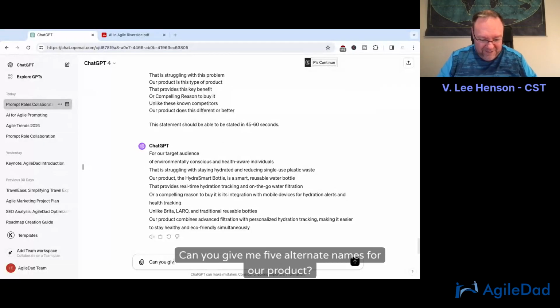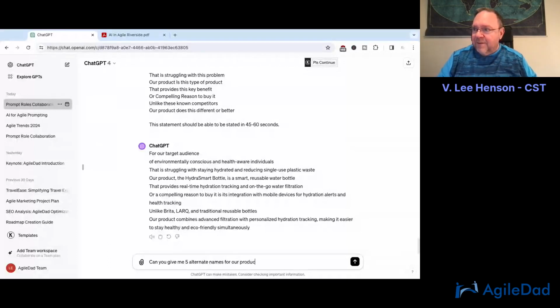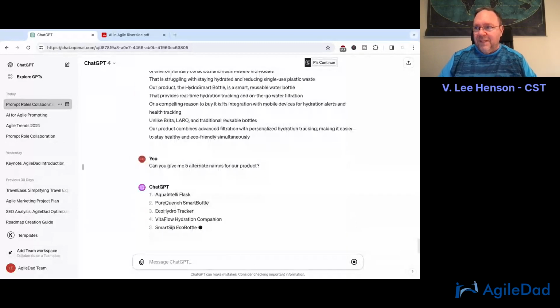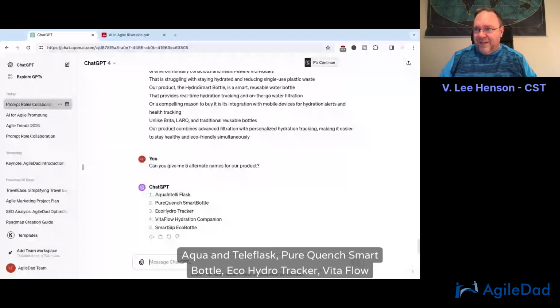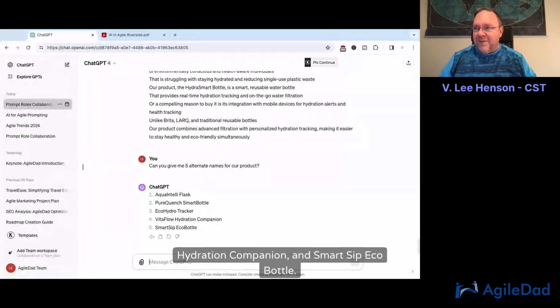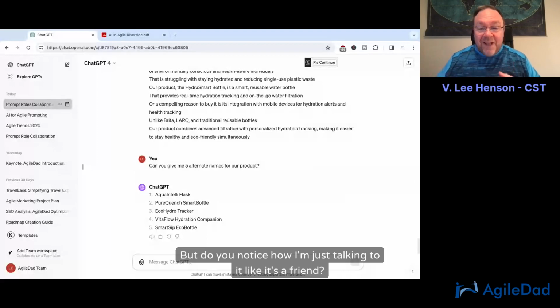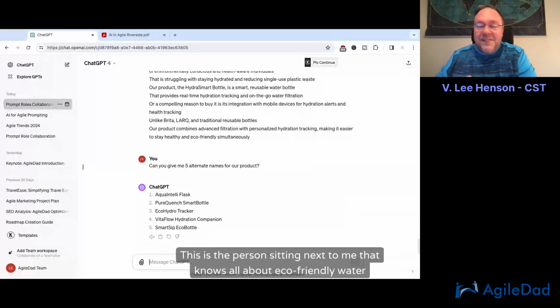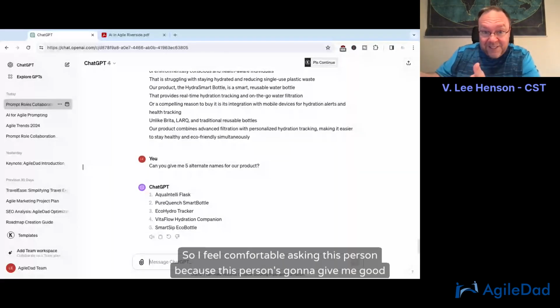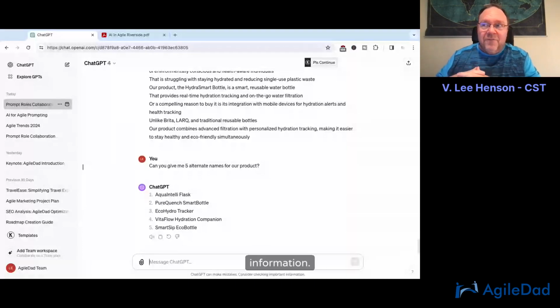Can you give me 5 alternate names for our product? Aqua IntelliFlask, Pure Quench Smart Bottle, Eco Hydro Tracker, VitaFlow Hydration Companion, and Smart Sip Eco Bottle. Nice, right? But do you notice how I'm just talking to it like it's a friend? Like it's an expert sitting next to me. This is the person sitting next to me that knows all about eco-friendly water bottles. So I feel comfortable asking this person because this person's going to give me good information.